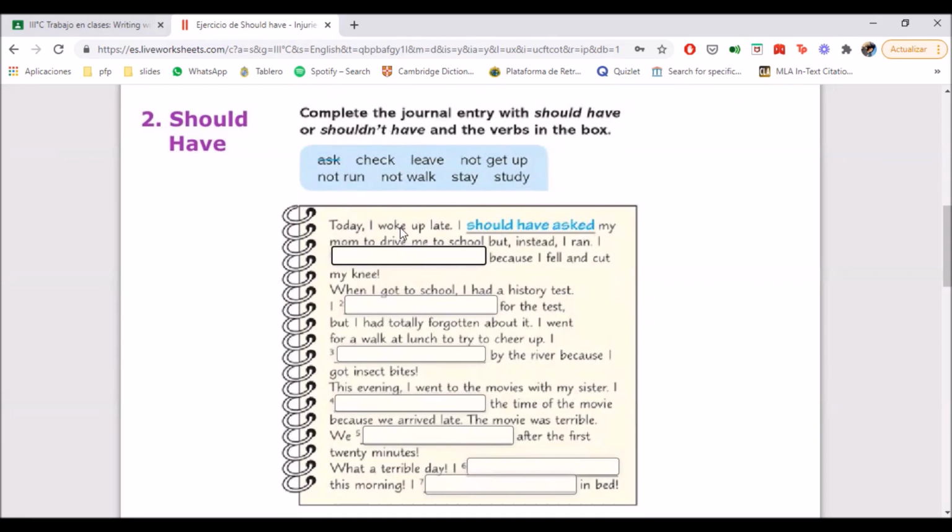For example, today I woke up late. My mom to drive me to school, but instead I ran. Okay, so in this case is should have, and the verb is ask. So we are going to use this verb in the past participle. Vamos a usar este verbo en el pasado participio. Okay, so you have to write your answers here. Should have or shouldn't have. And the verb, okay?